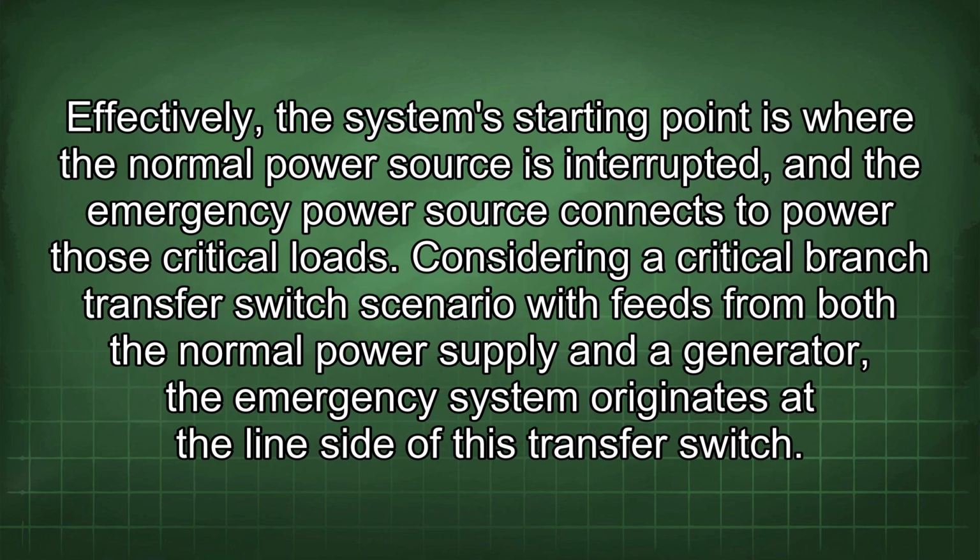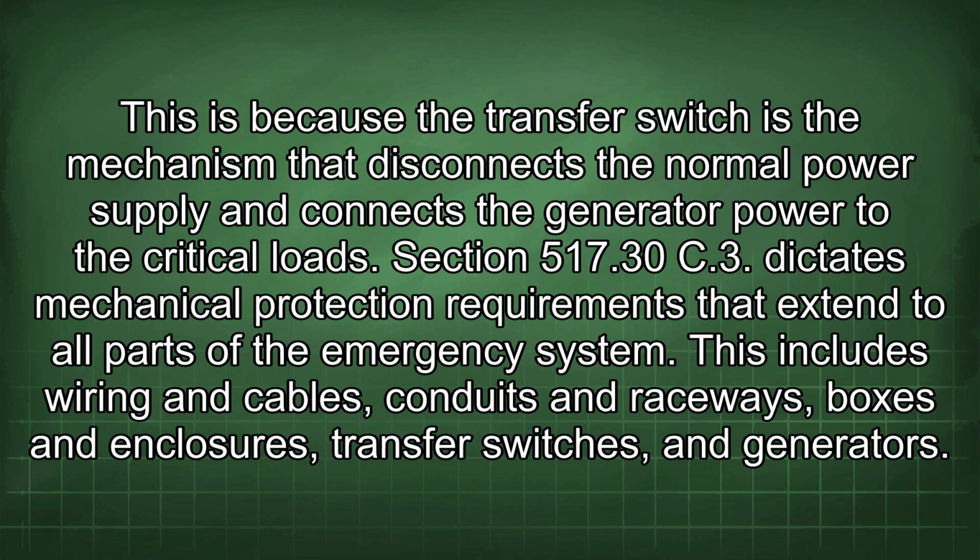Effectively, the system starting point is where the normal power source is interrupted and the emergency power source connects to power those critical loads. Considering a critical branch transfer switch scenario with feeds from both the normal power supply and the generator, the emergency system originates at the line side of this transfer switch. This is because the transfer switch is the mechanism that disconnects the normal power supply and connects the generator power to the critical loads.